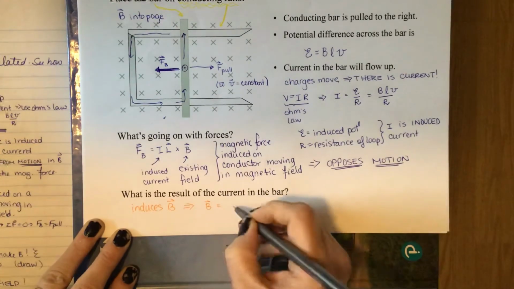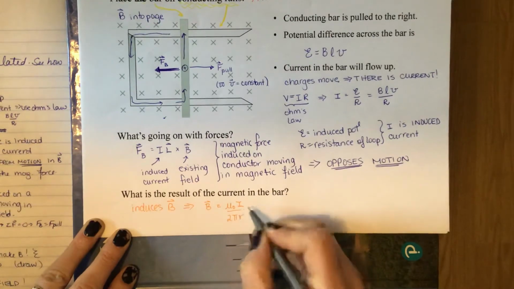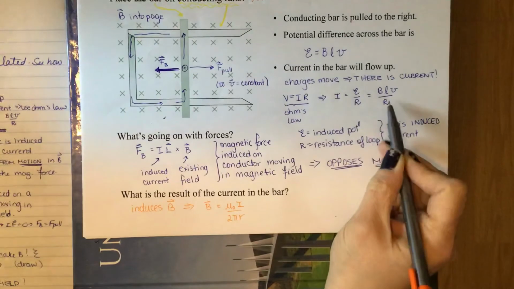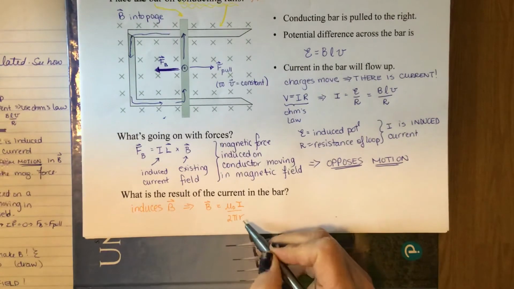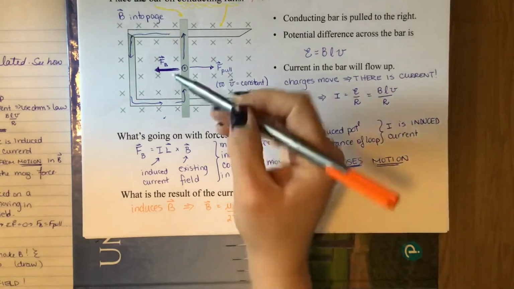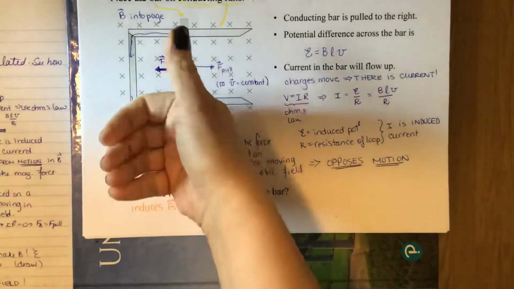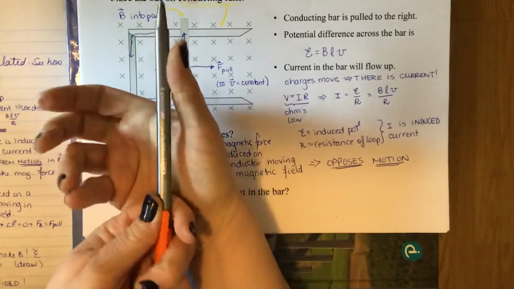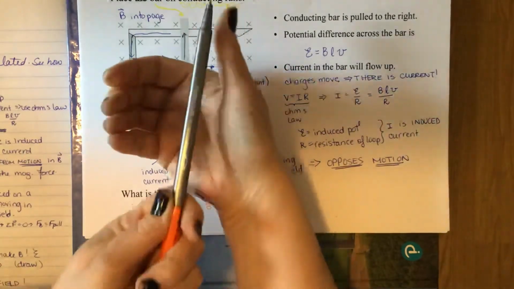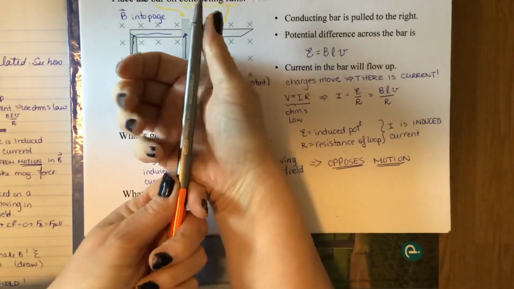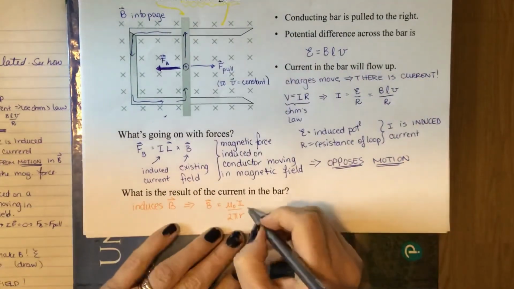Well, we know that B is mu naught times I over 2 pi r. I is going to be the induced current, so we know what I is. R is your distance from your bar to the place where you're trying to find the field. And what would be the direction of that induced field? Well, you put your thumb with your current, and you know the magnetic field makes big circles around that wire. We ask what's the direction of the field right here. It comes up out of the page, so it's making circles this way, and at this point right here it comes out of the page.